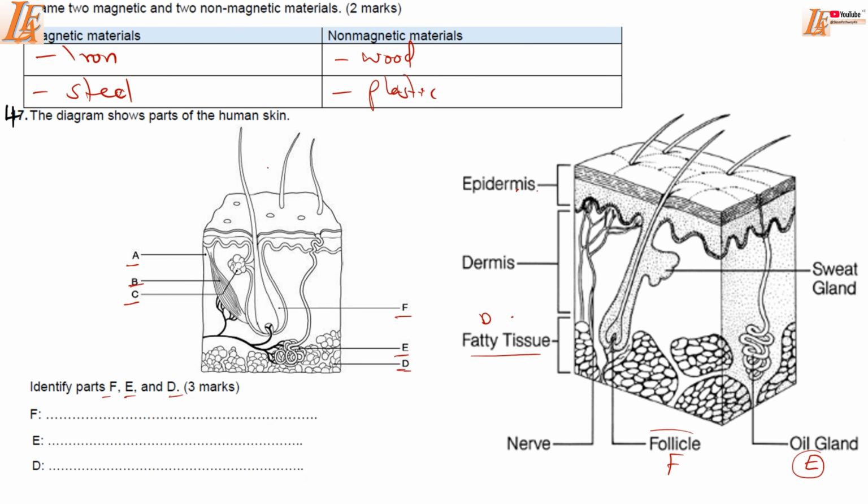This is the D. So in this case, if we have to label them, then our F is going to be hair follicle. Then E is oil gland. Then we also have D, which is in this case our fatty tissues.